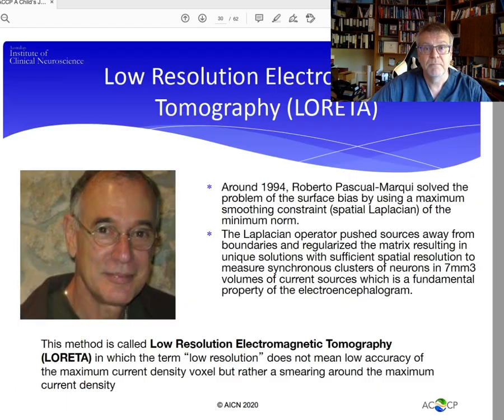Now, the information from the EEG can be further utilized or further massaged to give us an indication of what's happening in deeper areas of the brain. And this is Roberto Pascual-Marqui. He's the mathematician who basically developed low-resolution electromagnetic tomography, or LORETA. And LORETA is a way of calculating what is known in mathematics as the inverse solution.